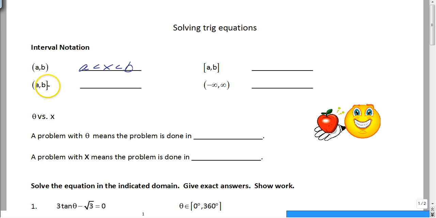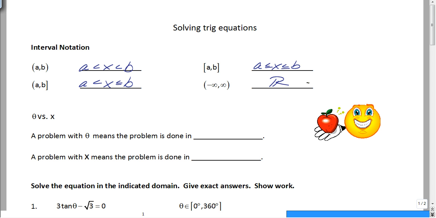A square bracket does include it, so this would be anything that's greater than A, but it has to be less than, or it's allowed to be equal to B. When you have double brackets, that means that both of them are allowed to be included in your final answer. And if you have parentheses with infinity, that would be all real numbers, so any answer will work.